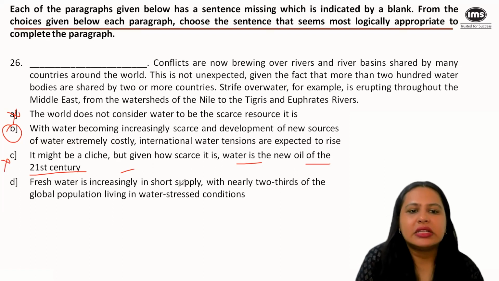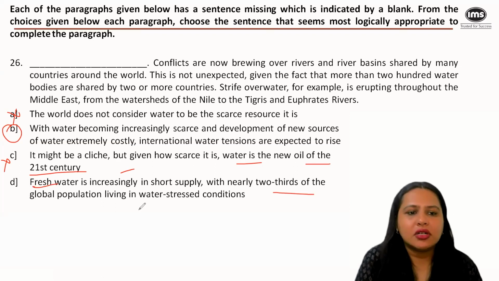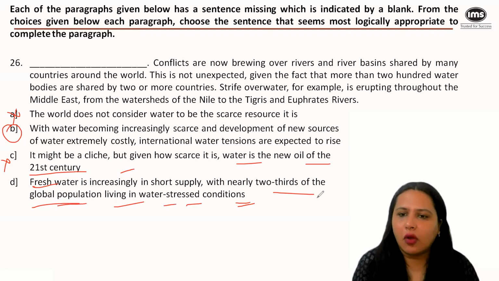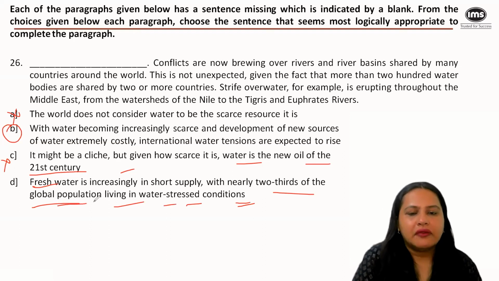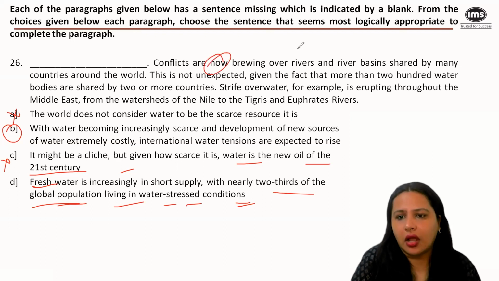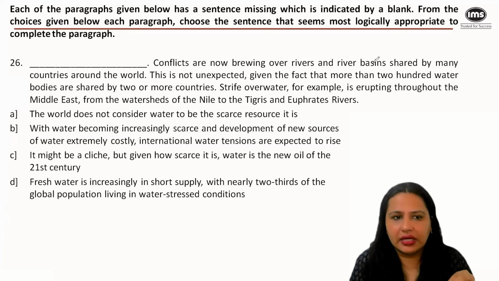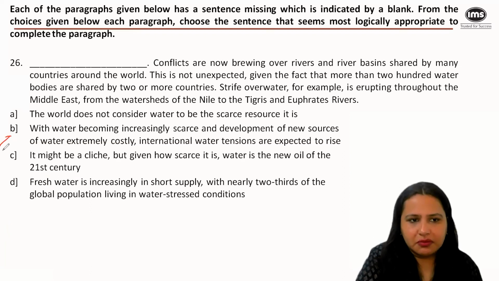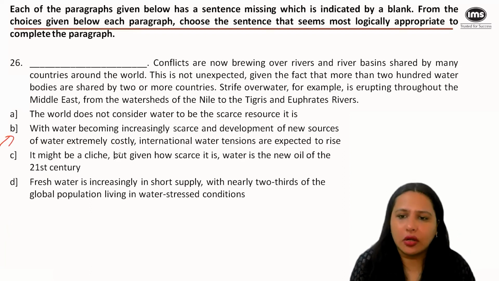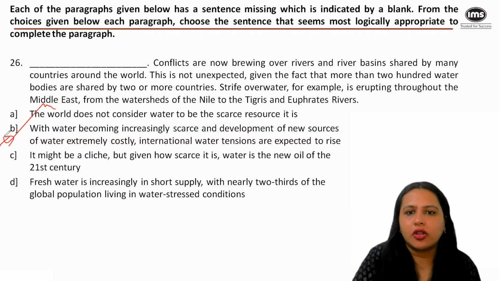Option D: fresh water is increasingly in short supply, with nearly 2/3 of the global population living in water stress conditions. So if the global population is already living in water stress, then why are the conflicts erupting now? Something must have happened very recently. So option B talks about the present continuous, that this is happening right now, evolving. Therefore, we'll go with option B.